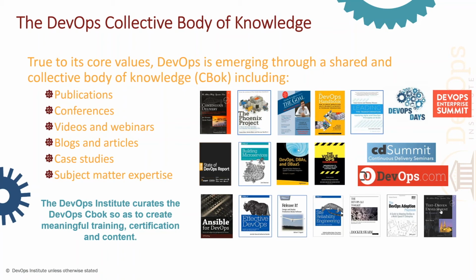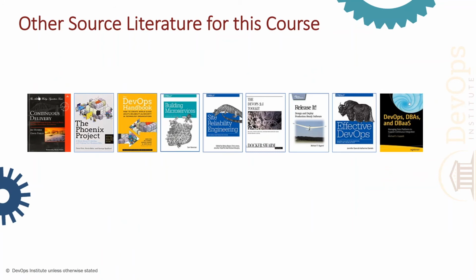It not only includes books, but also conferences and blogs and articles and other content resources that are available to the continuous learning community. For this course, Mark, next slide, please. For this course, these are some of the other resources that were used to supplement the continuous delivery publication and video series. And so you can see it really crosses a pretty wide spectrum of content and insight into how to bring continuous delivery alive.